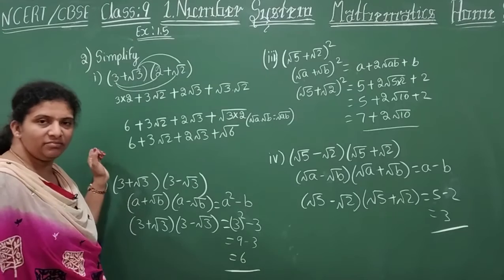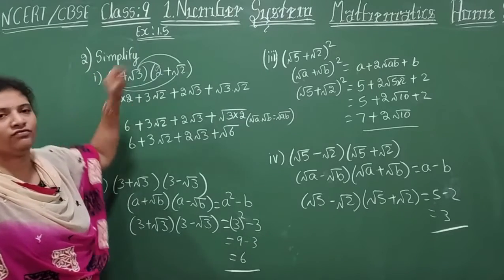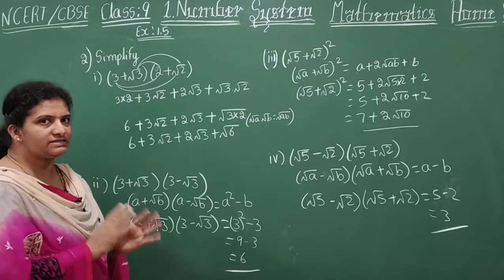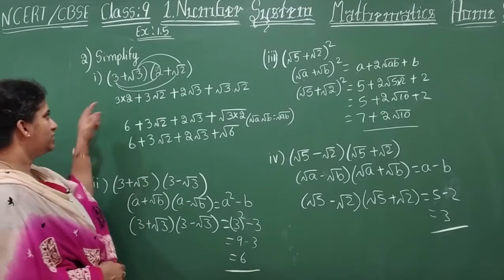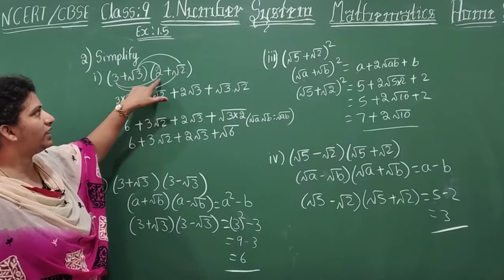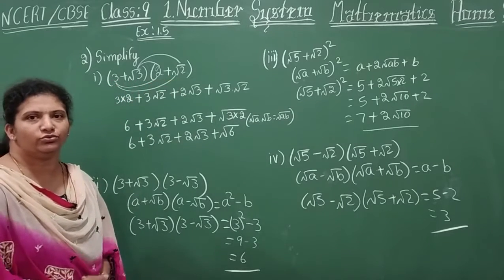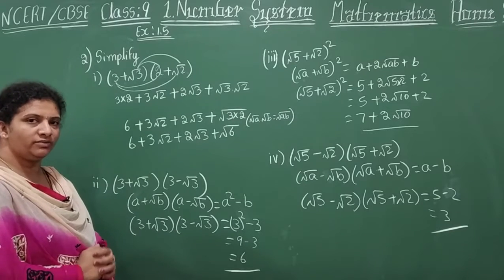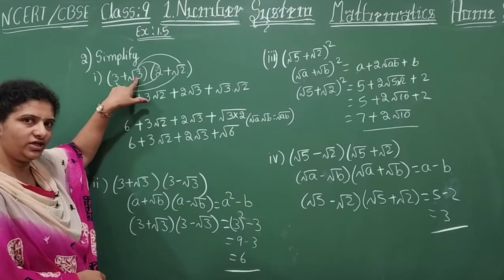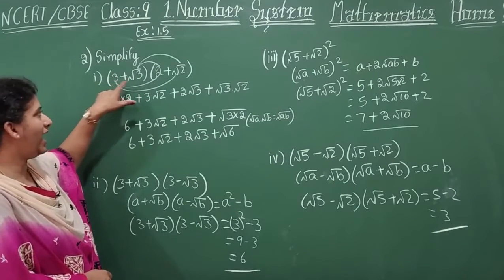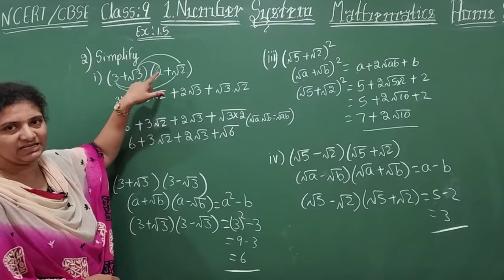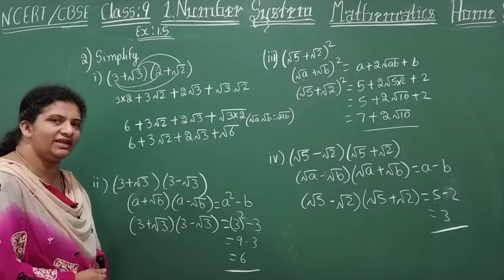Okay, look here, second main children. Simplify the following expressions. I have already simplified here. Just listen carefully. You have your first question, 3 plus root 3 into 2 plus root 2. So what you need to remember here, children? Rational number and irrational number. If you add, you are going to get an irrational number. Here also rational plus irrational, you will get an irrational number.